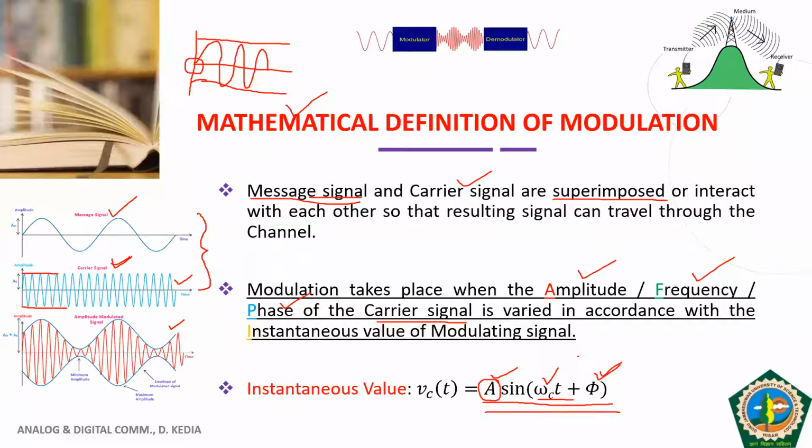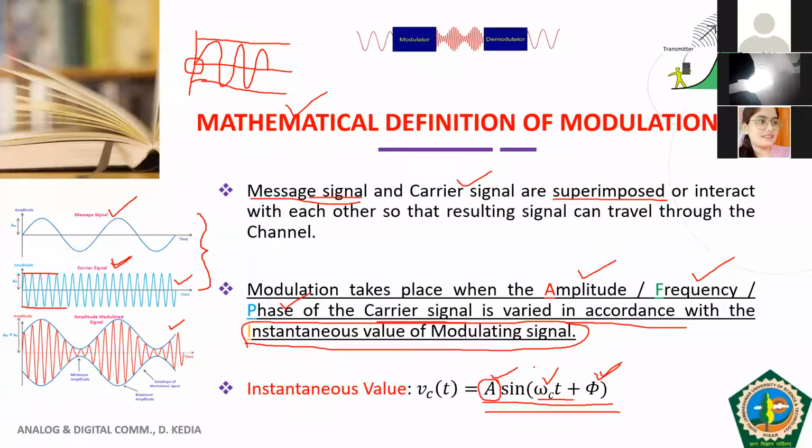Okay, so I have talked about two things. One is the three parameters of your carrier signal, which is unmodulated. Second is that these parameters are constant, but can be varied. Now the question arises: how do we vary these values? We have to vary the value of these parameters in accordance with the instantaneous value of the modulating signal. This is a very, very important point that you have to keep in mind.